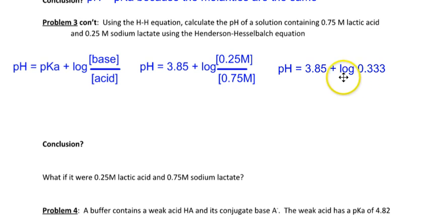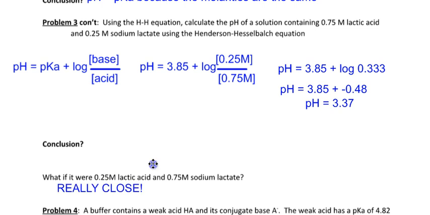And what do you notice about the log of a number less than 1? It's a negative number. Okay, it's a negative number. So now I need to subtract 0.48 from both sides, and I get 3.37. And what's our conclusion? Well, I think on page 2, didn't we get 3.38? This is 3.37. It's a rounding issue. Man, we're really close.